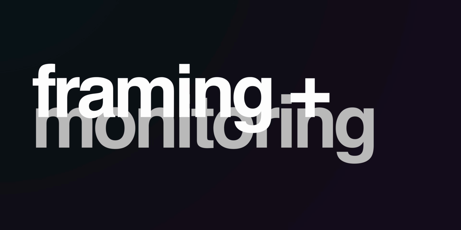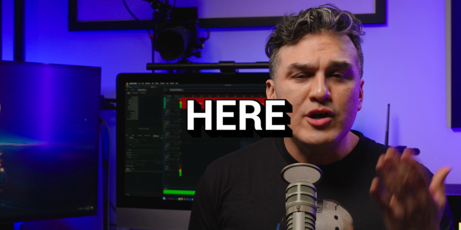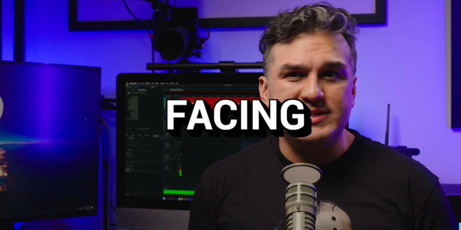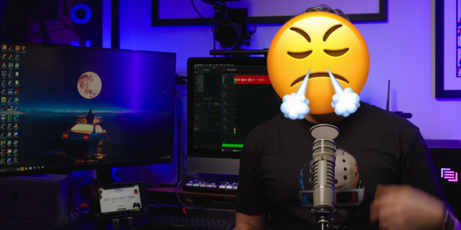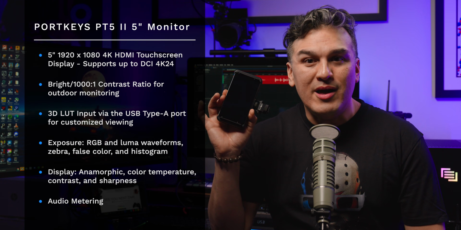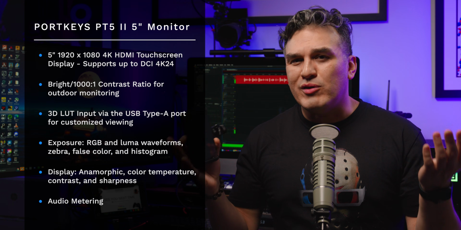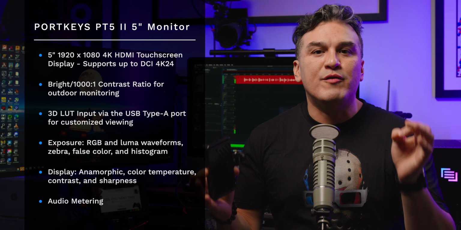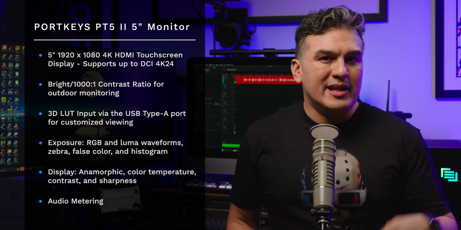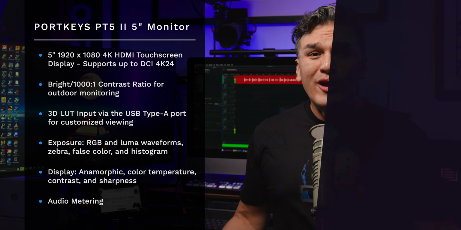Now that we have our camera set up to shoot 9:16, we want to ensure we are properly framed. And here you can use your smartphone's front-facing camera or your DSLR's flip-out screen. Don't have a flip-out screen? No problem. Just pick up a small external monitor like this inexpensive Portkeys. That's not only bright, it provides a ton of professional monitoring tools like vector scopes, false color, and audio levels.